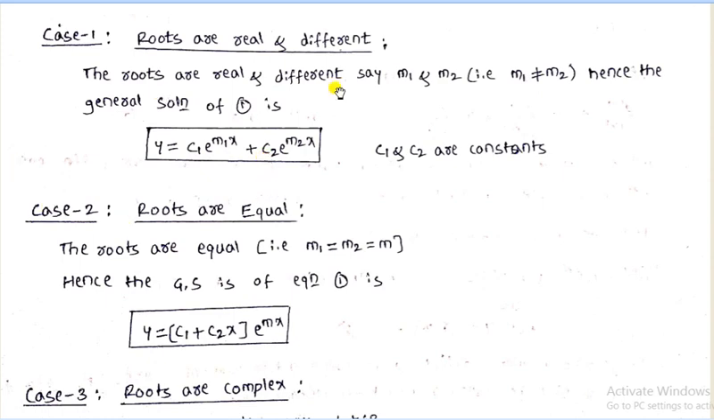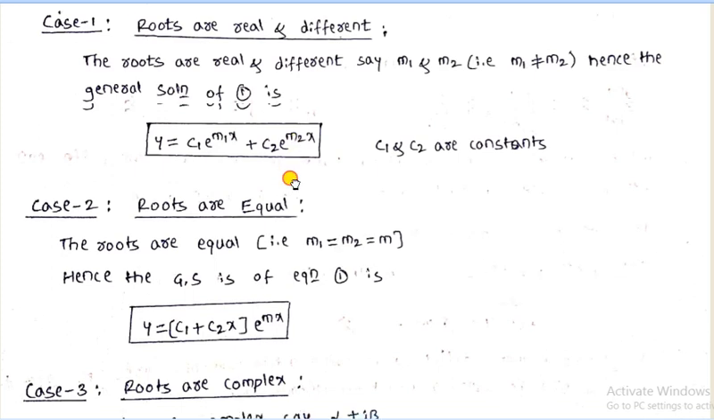For example, if the roots are 2 and 3, both are different values, so its general solution becomes c1 e to the power 2x plus c2 e to the power 3x. So you have to choose any value of m1 and m2.